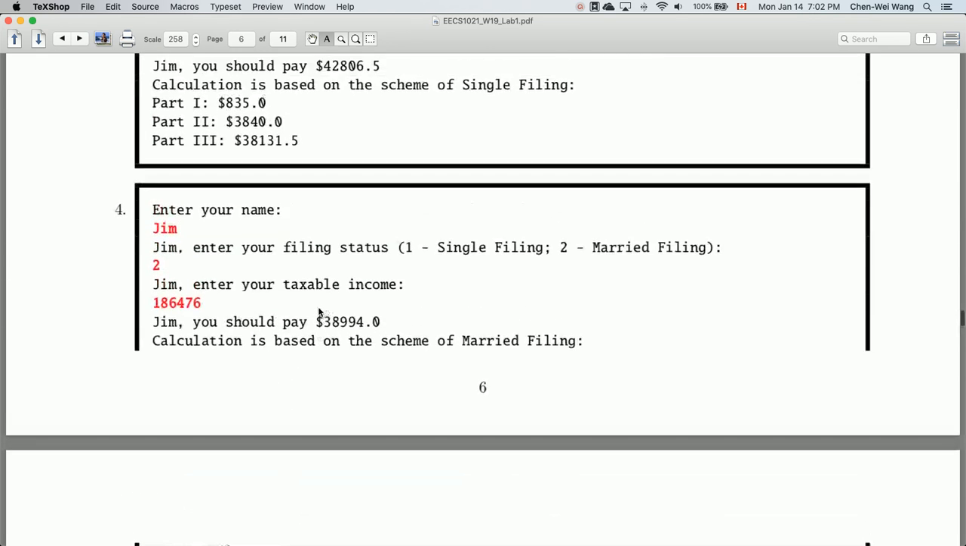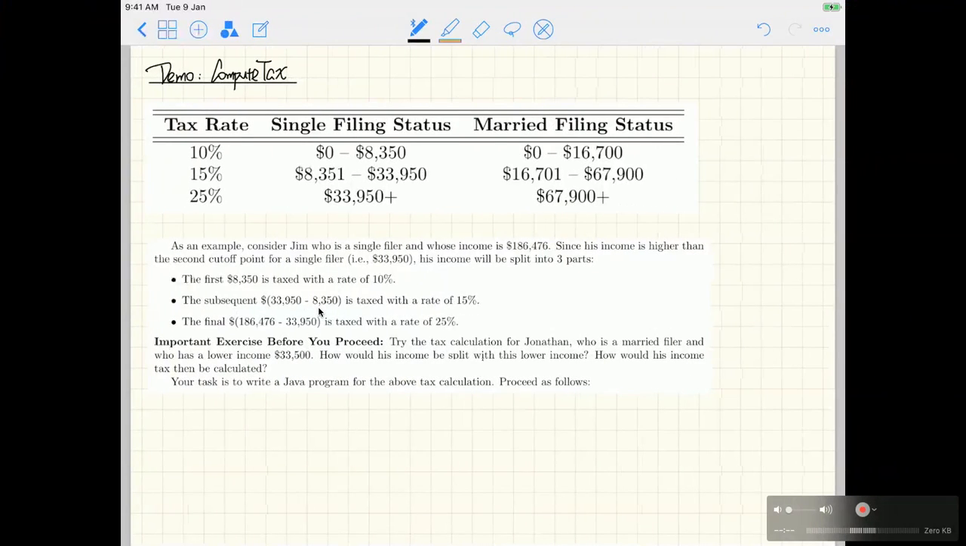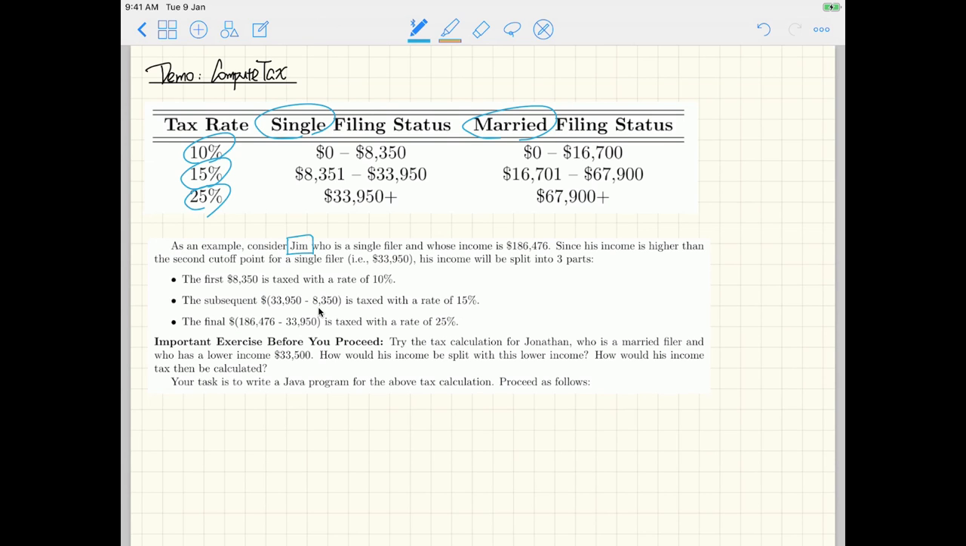Of course, you're going to test with more test cases. Let's now switch to the iPad, and go over these 2 examples. This is the table for you to consider. You can see 10%, 15%, and 25%, for either a single filer or a married filer. So these are the 2 possible cases. Let's say we talk about Jim for the first case. He will be a single filer.